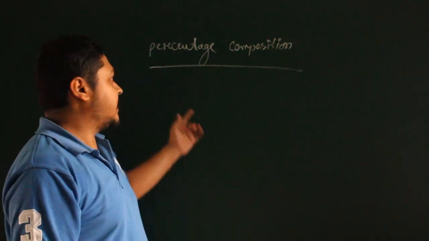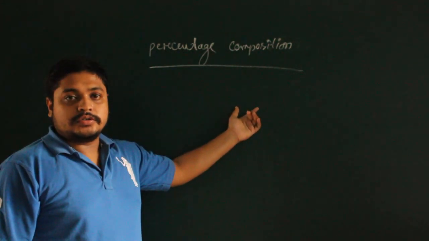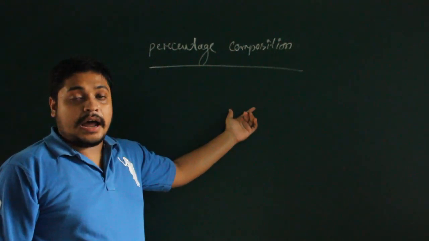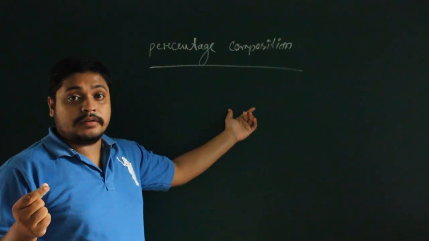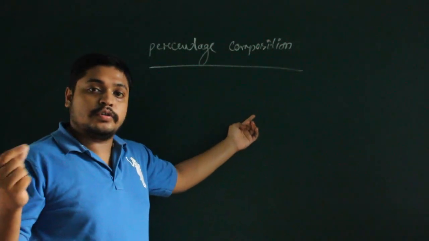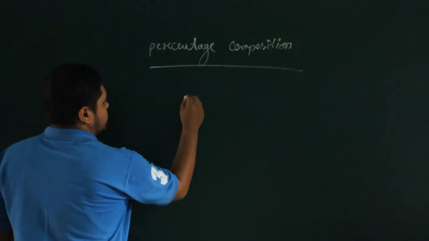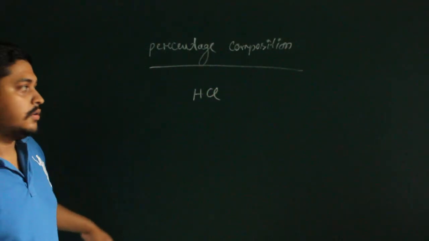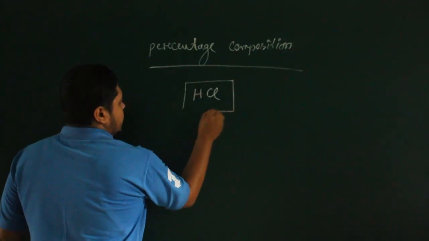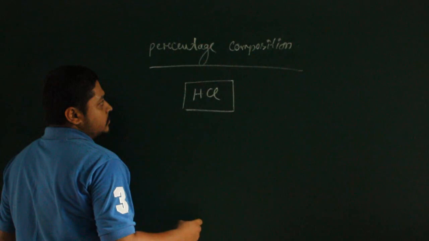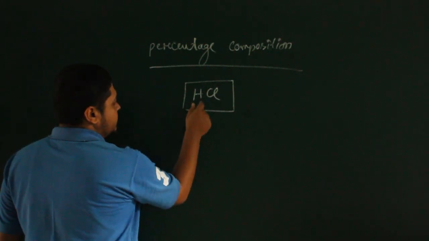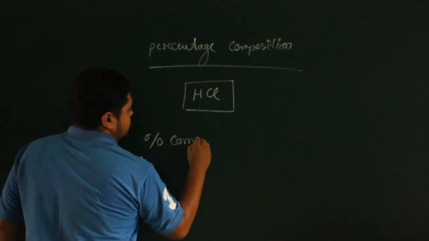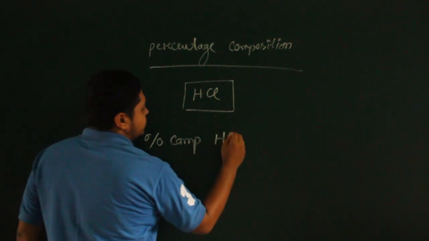So the next topic is percentage composition of a molecule. The percentage composition of an element in a molecule is how much of that element is contained in the molecule. Suppose HCl is a molecule. There are two percentage compositions we have to calculate, H and Cl. So what is the percentage composition of hydrogen in the HCl molecule?